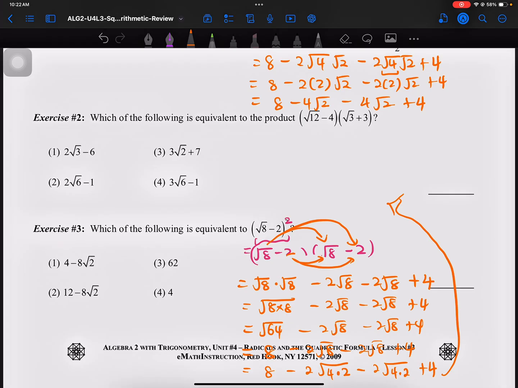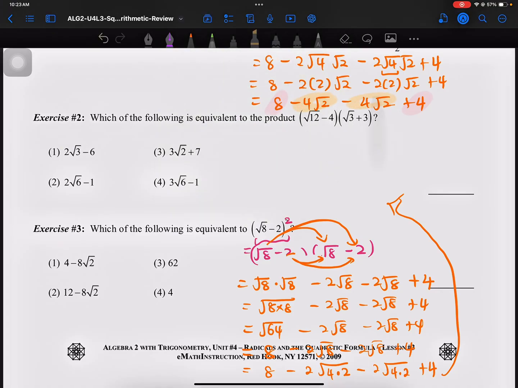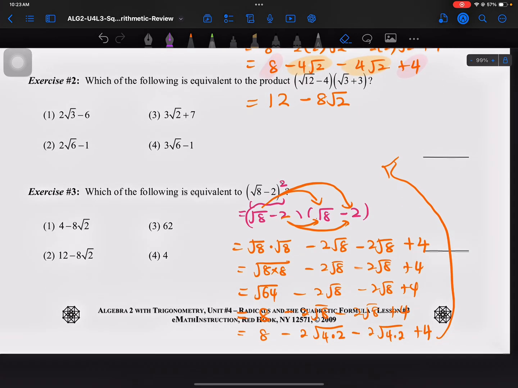So then you will combine like terms, the whole number with the whole number and the square root with the square root 2. So it will become 12 minus 8√2. And it is option 2.